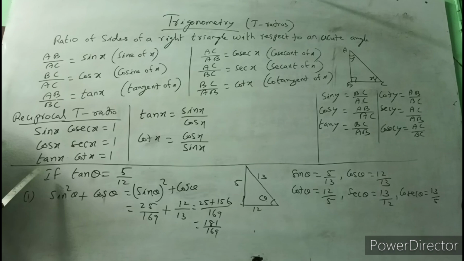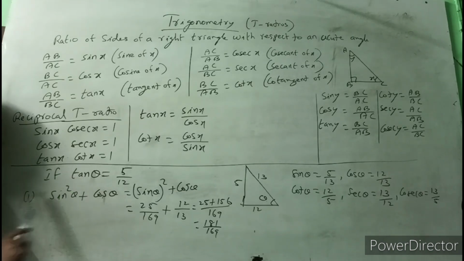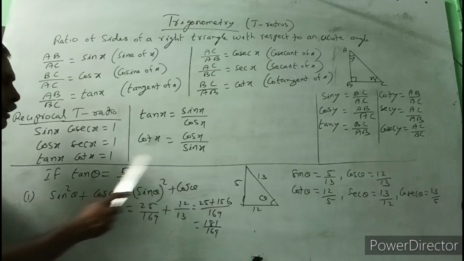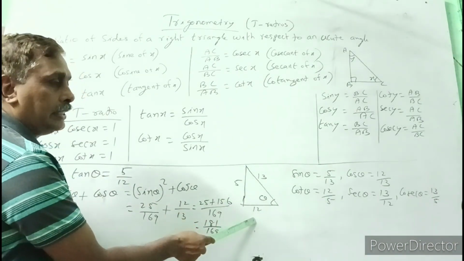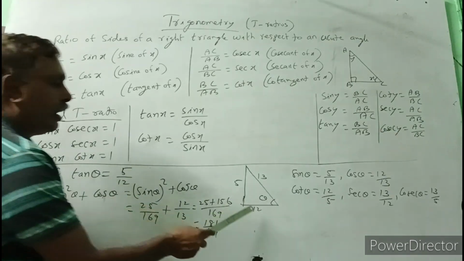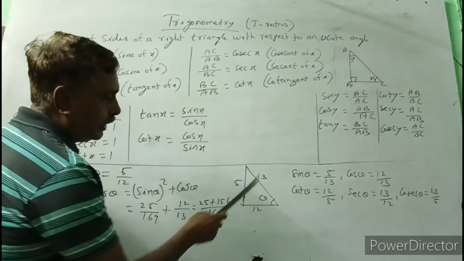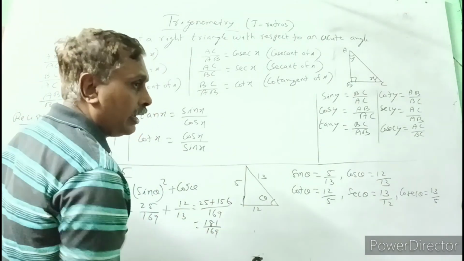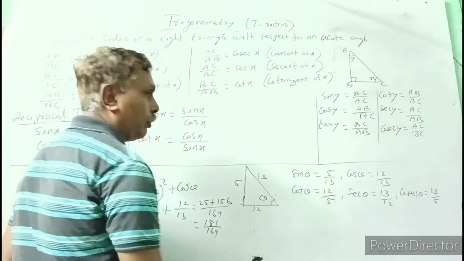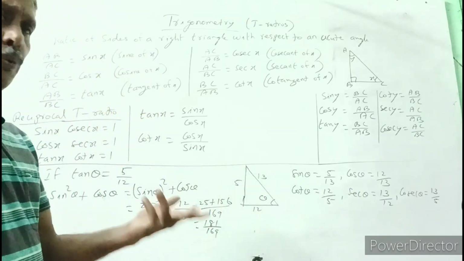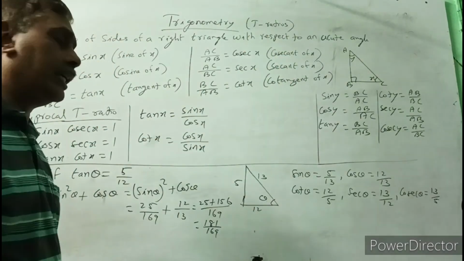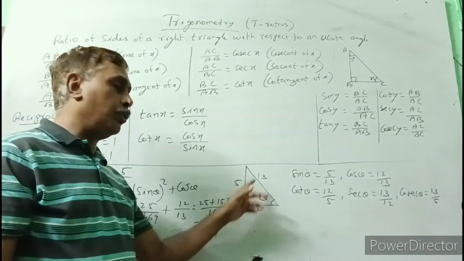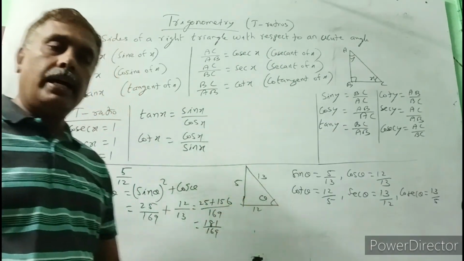Now one example I wrote here: if tan theta is 5 by 12, meaning if one trigonometric ratio is given, you can write all the others. Tan theta, I took it as an acute angle, is opposite upon adjacent. Opposite is 5, adjacent is 12. It's actually a ratio. You may use a k here also, but it is not necessary, since that common factor always cancels. So with 5 and 12, by the Pythagoras theorem we get the hypotenuse as 13.